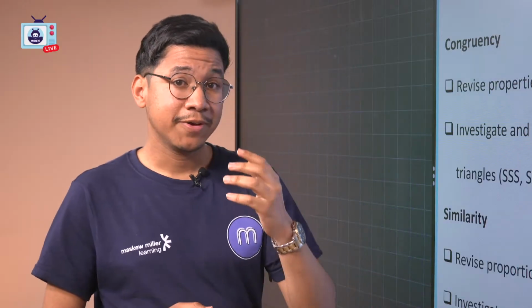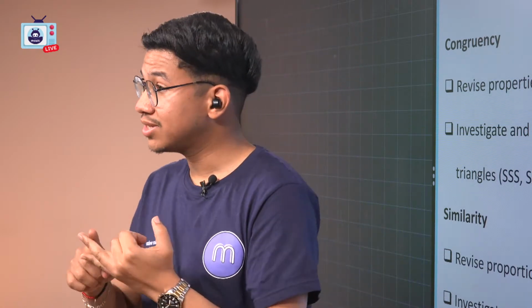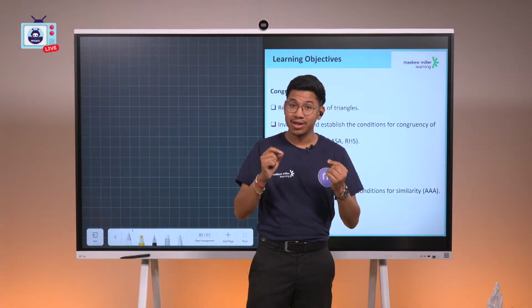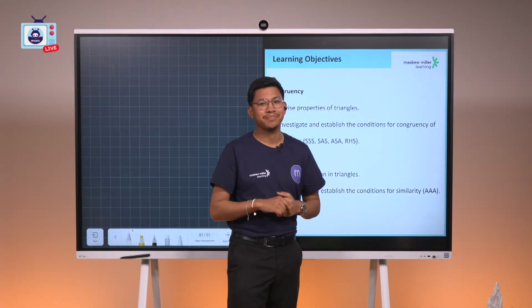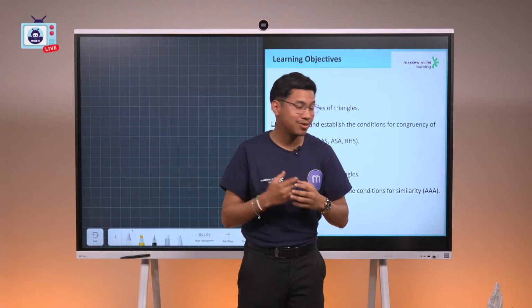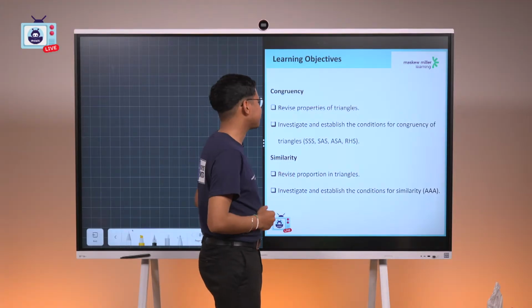What else? We need to understand the types of triangles we have. We have a scalene triangle, where all the sides are different. An isosceles triangle, where two angles and two sides are the same. And an equilateral triangle, where all the sides and all the angles are equal. Very important properties to revise before we get going.